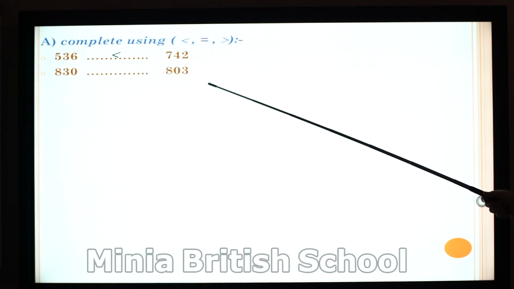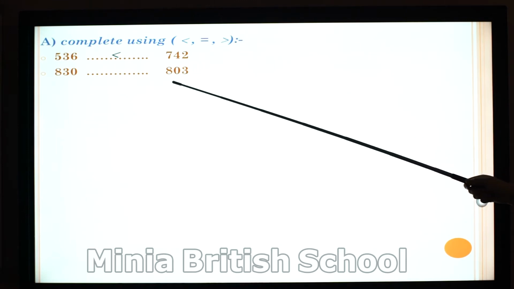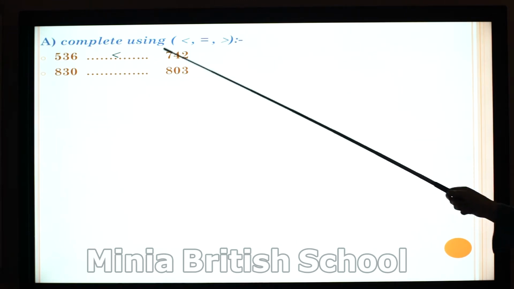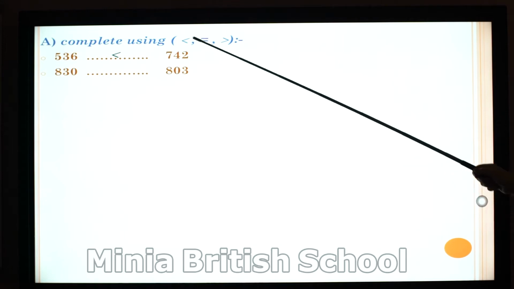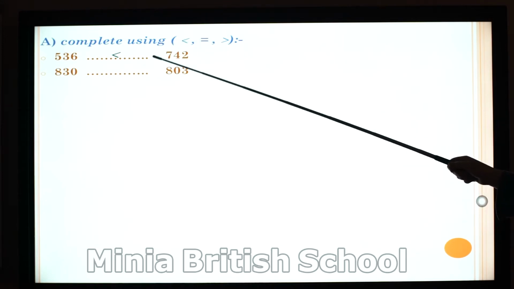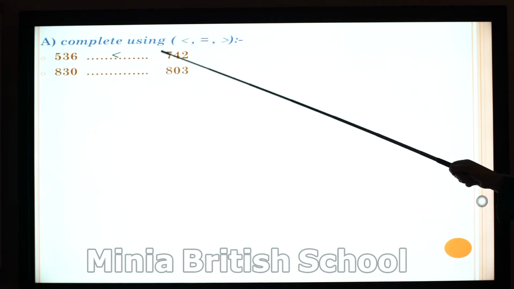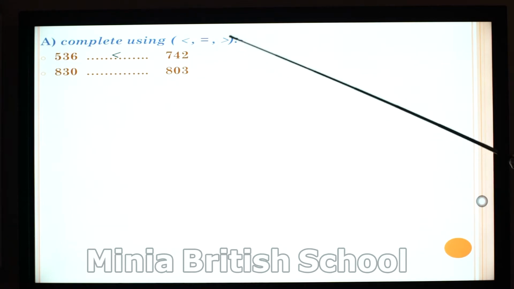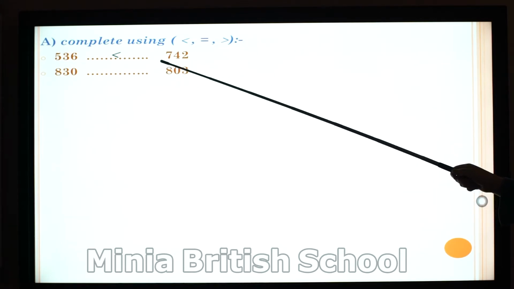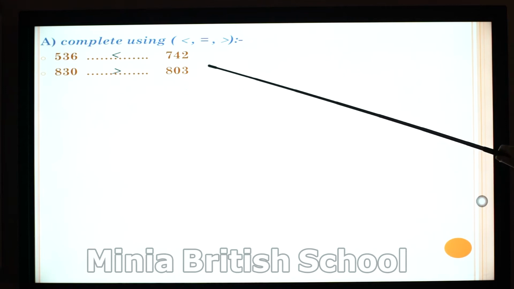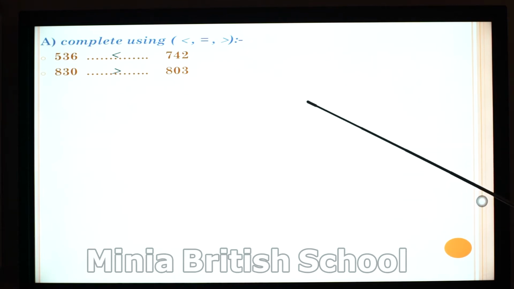830 and 803. Look at the hundreds place. 800s and 800s. Look at the tens place. Here's 3 and here 0. Which digit is smaller? 3 is bigger than 0. So 830 is bigger than or greater than 803.